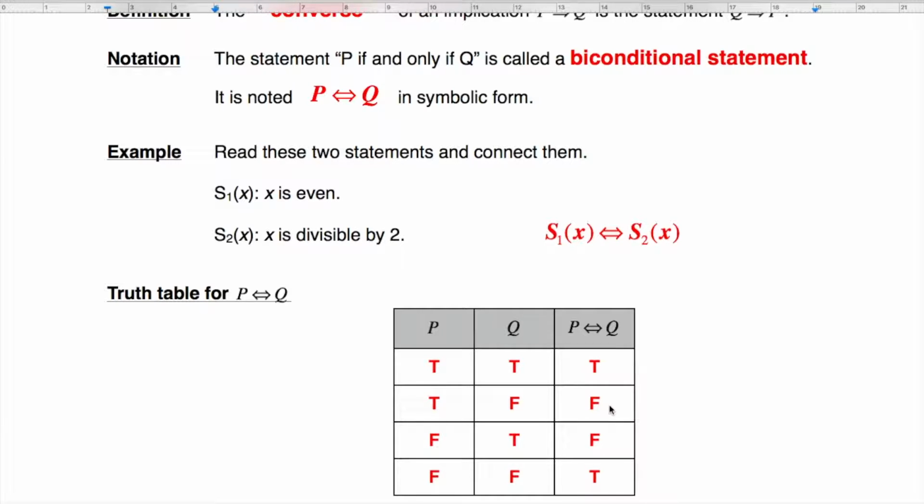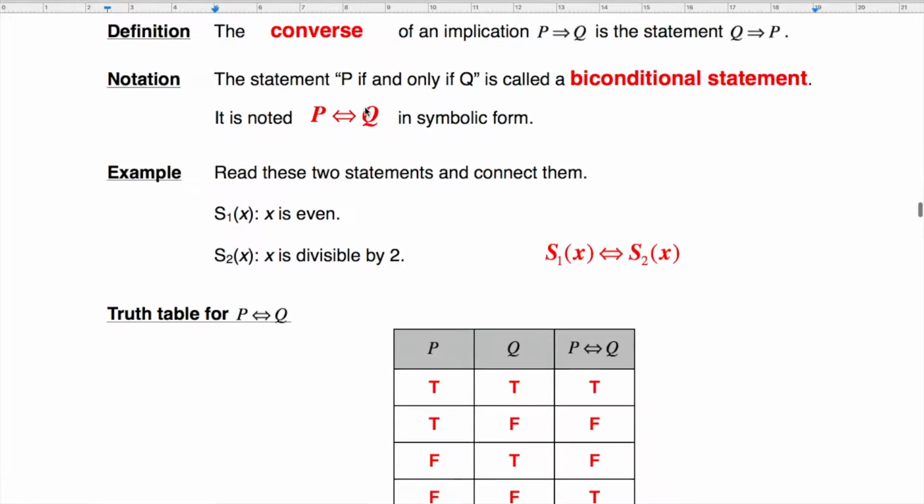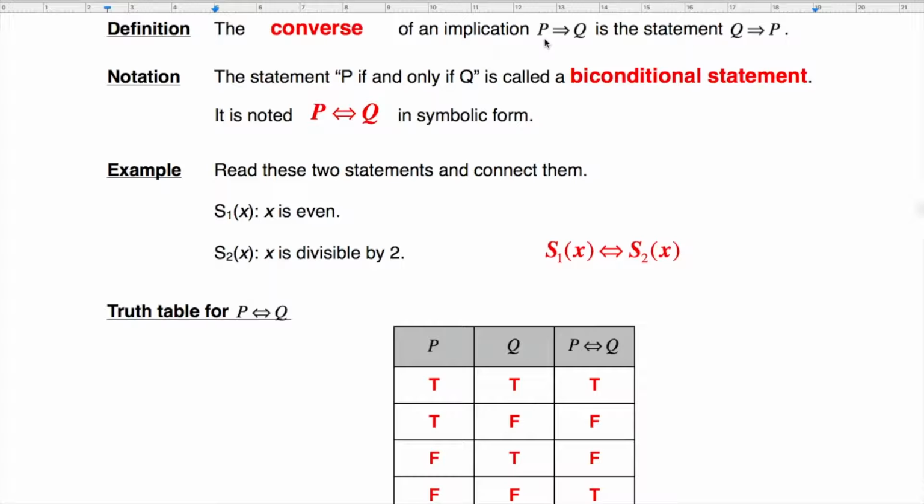Now, for the next two lines, one of them is false, and that shouldn't happen. We can't have a number x that is even but not divisible by 2, or divisible by 2 but not even. So, for the next two lines, if P is true and Q is false, then P if and only if Q is false. There's another way to think about this line, and that is to remember that P if and only if Q, as I said, means if P then Q, and also if Q then P.